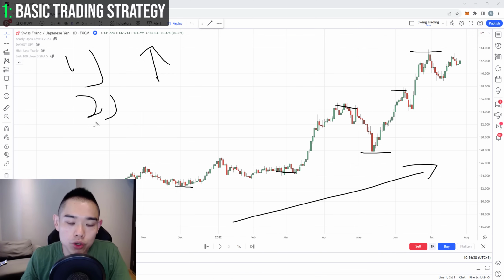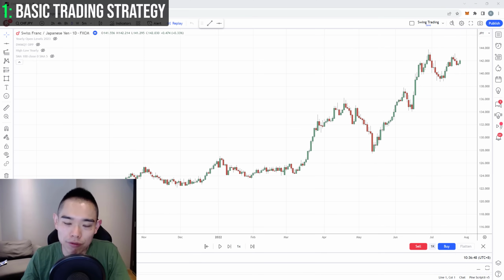Number two, we want to make sure that the price comes towards an area of value. So what is an area of value? So area of value can be things like support and resistance, area where buying pressure could step in to push the price higher, or areas where selling pressure could come in to push the price lower. So since this is an uptrend, we want to look for area of value like support.